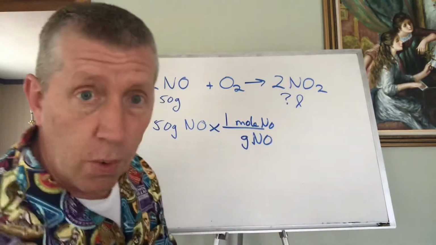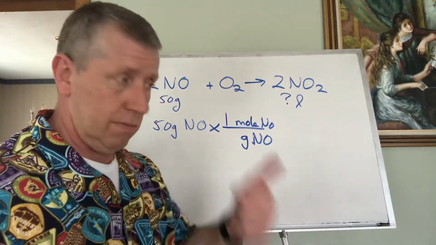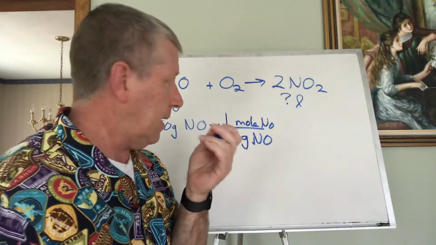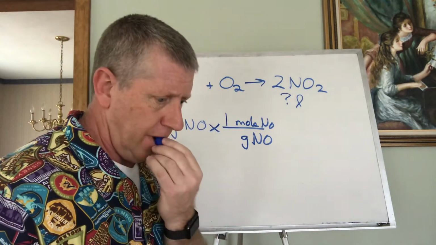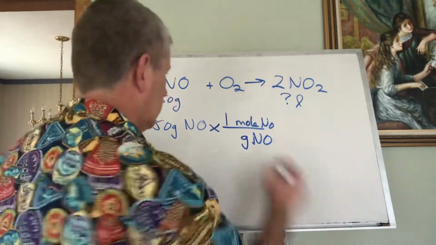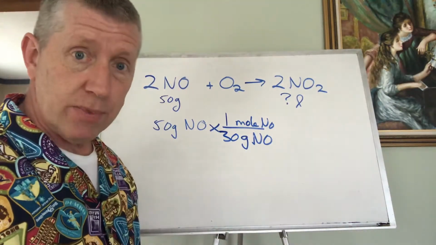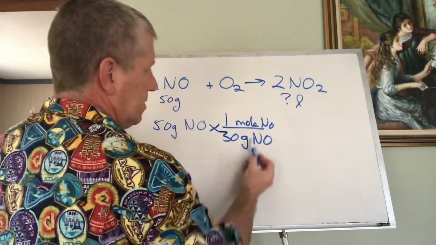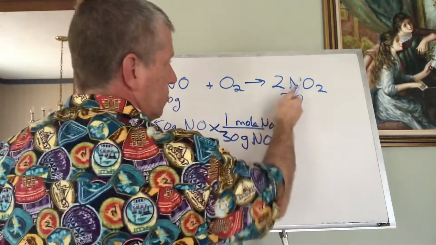Grams to moles, we always put a 1 next to the mole. Add up nitrogen. Let's see. Nitrogen, that's 14, and oxygen, 16. 14 and 16, 30. Okay, so we get 30 grams per mole. Now, this is only going to solve for moles of nitrogen monoxide. I don't want moles of nitrogen monoxide. I want moles of nitrogen dioxide.